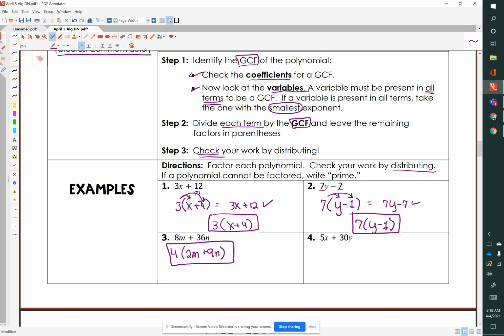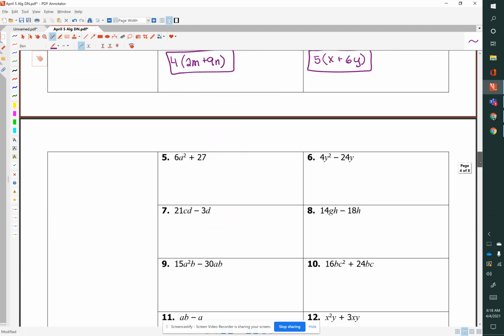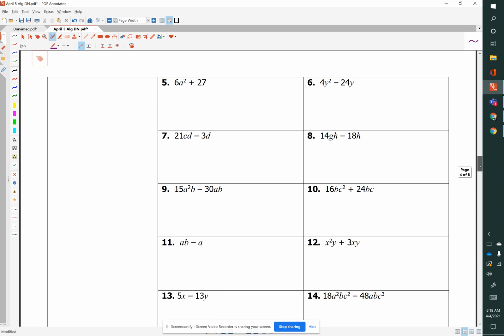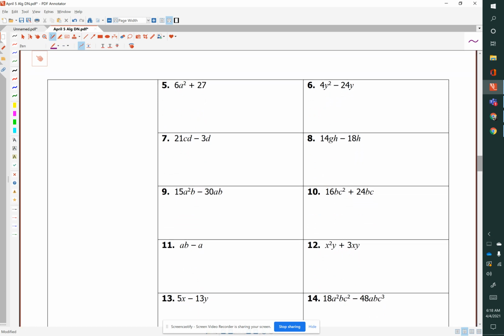And number 4, 5x plus 30y. We cannot pull out a variable, but we can pull out the 5. So 5x divided by 5 is x, and 30 divided by 5 is 6, and we cannot pull out that y. So again, there is our final factored form. So try the next, try them all. And I will do them, but try them on your own and then come back and let's see how you do.